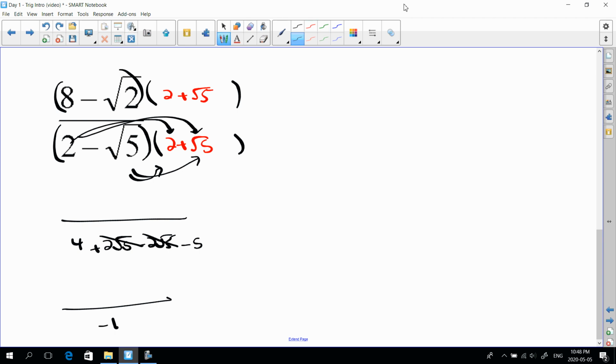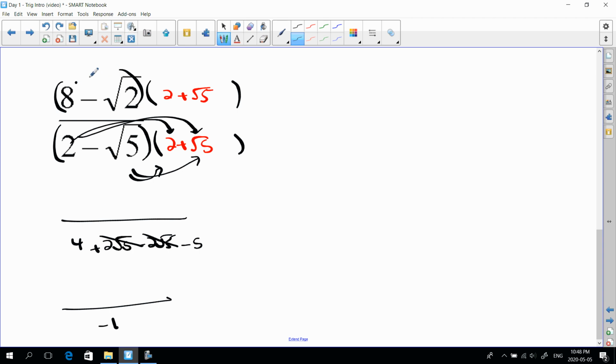Now there's a shortcut for doing this, okay? Really, you can square the first or go first times first and then last times last. Because when you multiply something by its conjugate, these two middle terms will always cancel one another. All right? So it'll be first times first, 2 times 2 is 4. Root 5 times root 5 is 5, and it's a negative times a positive, so that term will always be a negative. Because if this is a negative, that's a positive. If this is a positive, that's a negative.